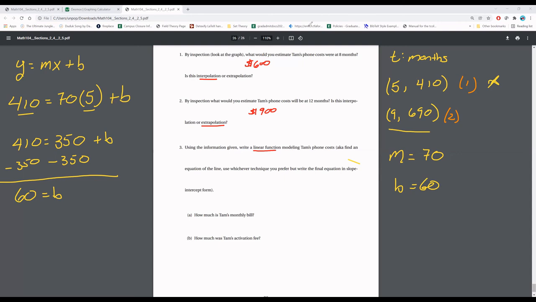Putting those things together, I should call my function something. I think I will just call it P of t. That'll stand for phone bill at time t. What is the slope? The slope is 70. Now my independent variable, I've changed it from an x to a t, so I'll write t, plus the intercept, 60.